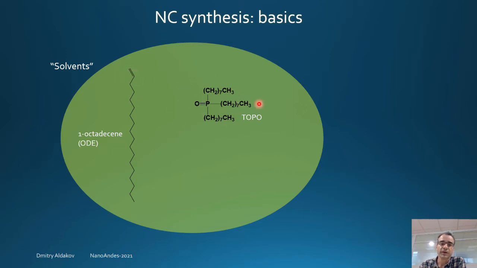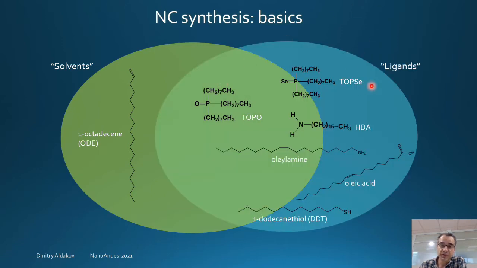You have TOPO, trioctylphosphine oxide, and also you have ligands to stabilize nanoparticles and precursors in solution. You have HDA, hexadecylamine. You have oleylamine. So usually ligands have a functional group which can bind to a precursor and so on. And some of them can be both ligands and solvents. This is the case, for example, of dodecanethiol, because it's liquid, it has a high boiling point, and it can also stabilize precursors, and oleylamine.